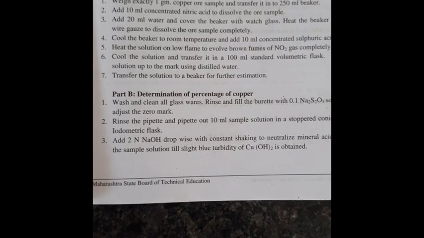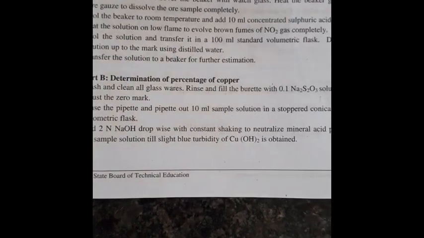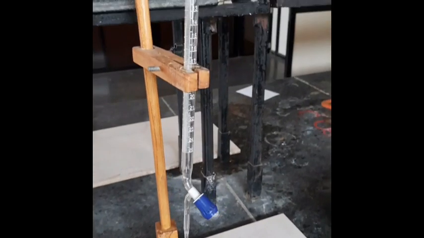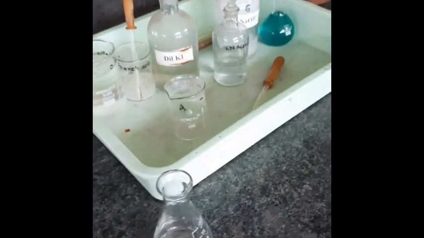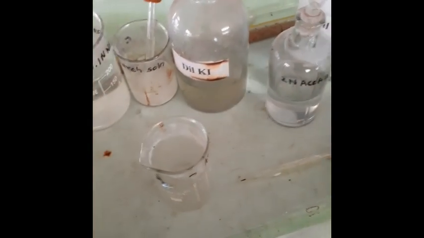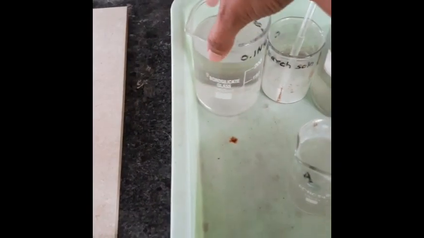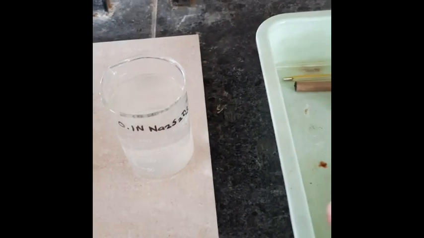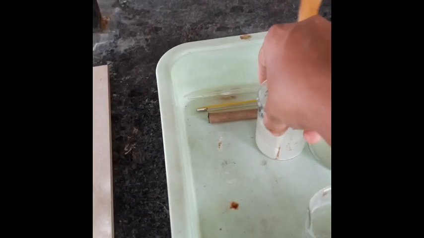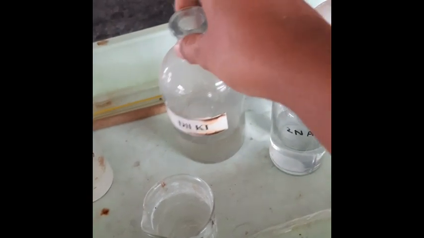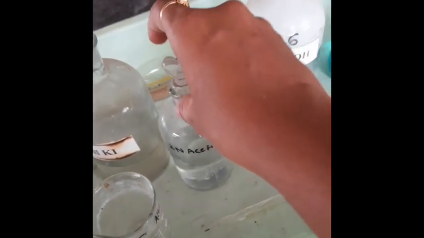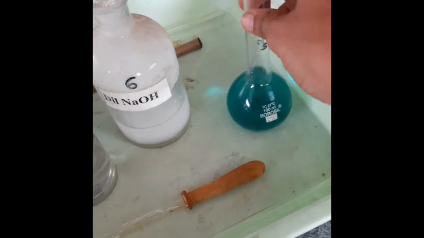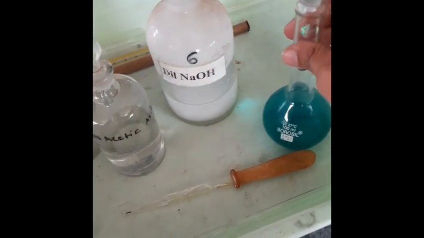Now we are going to start part B, that is the determination of percentage of copper. For this we need glassware: the burette, conical flask, dropper, beakers. Here is your sodium thiosulfate, the burette is filled with 0.1 normal sodium thiosulfate. This is the starch indicator, this is dilute KI solution, this is acetic acid, and this is dilute NaOH. This is our prepared sample ore solution, which was prepared in part A.